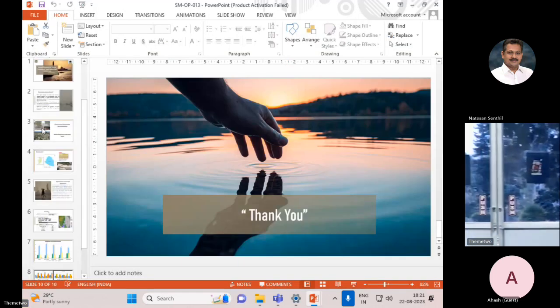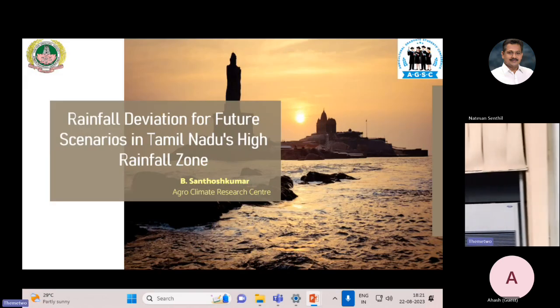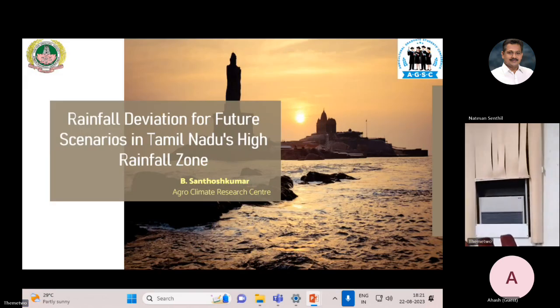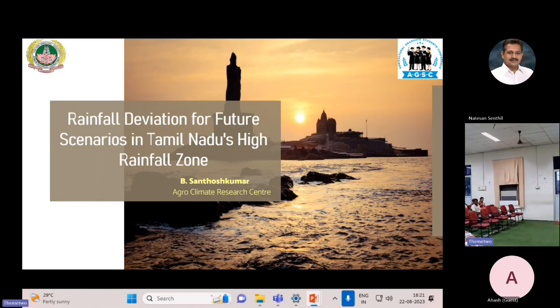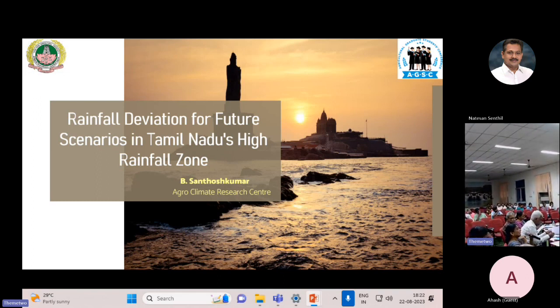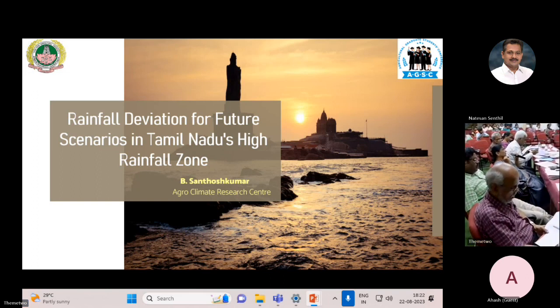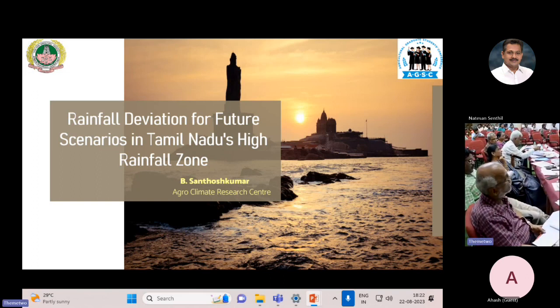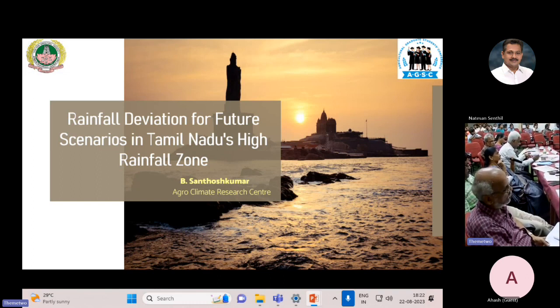Any questions? Santosh Kumar. Ma'am, how much precipitation deviation will there be in the near future, especially in the southwest monsoon, as per your study? Ma'am, I have studied the entire Tamil Nadu. In that, the rainfall deviation will vary from zone to zone. A deviation of 19% to 98% will occur.